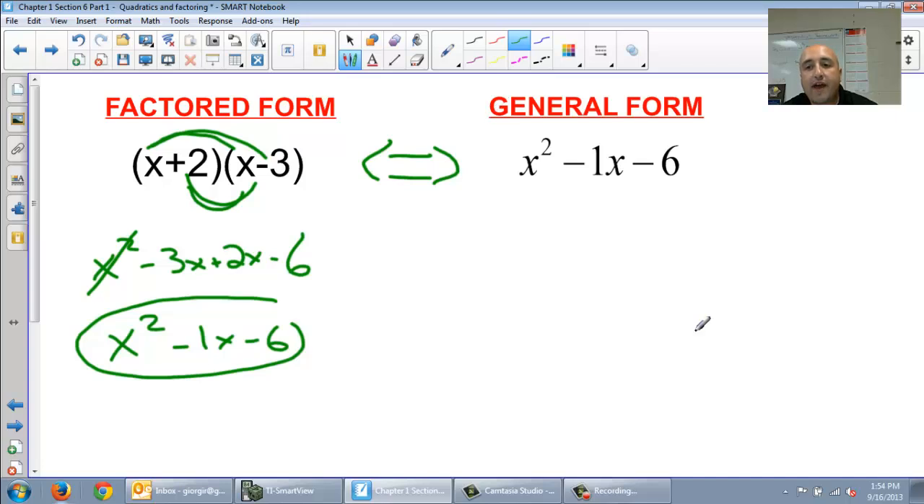So, how we factored in Algebra 2, let's factor. Okay, so you need 2 sets of parentheses. And let's remember, what times what is x squared? So we know x times x is x squared.